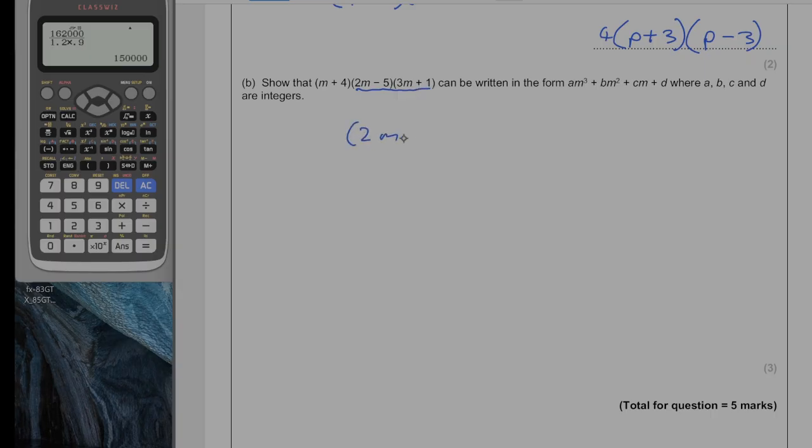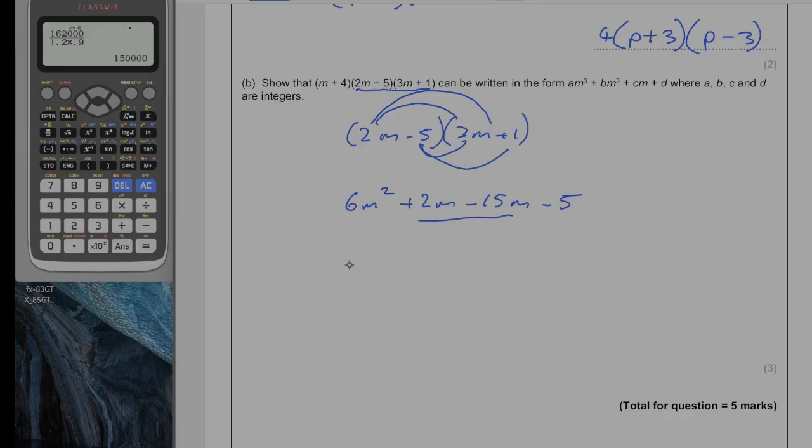So 2m minus 5 times by 3m plus 1 is going to give me 2m times 3m will give me 6m squared. 2m times by 1 will give me plus 2m. Minus 5 times by 3m will give me minus 15m. And then minus 5 times by 1 will give me minus 5. Simplify my middle terms. That's going to give me 6m squared minus 13m minus 5.